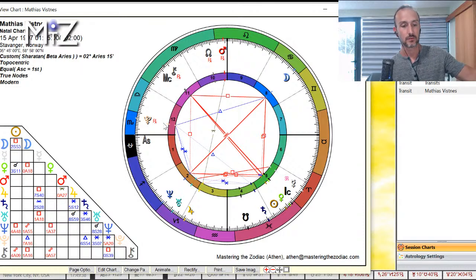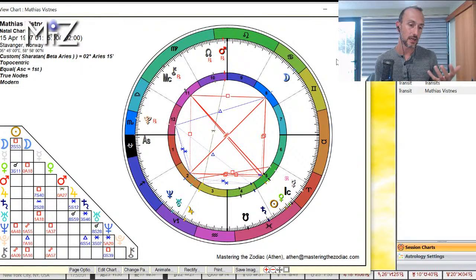So again, for the elements: fire, earth, air, water. Repeat. Fire, earth, air, water. 1, fire. 2, earth. 3, air. 4, water. 5, fire. 6, earth. 7, air. 8, water. Repeat. Now, what do they mean?